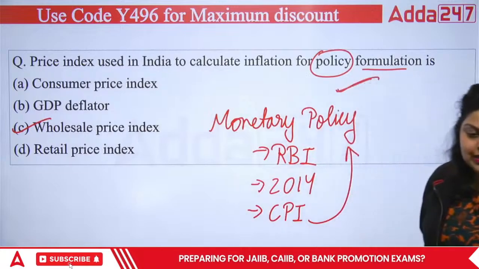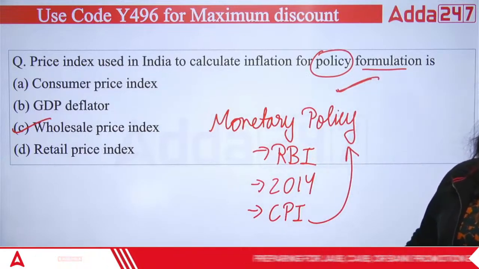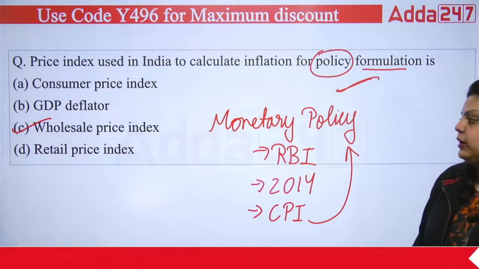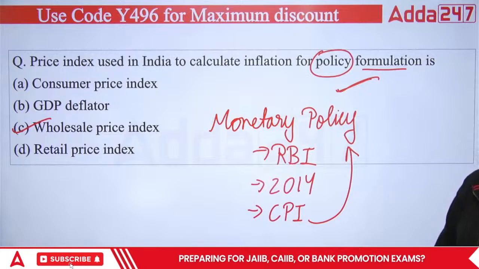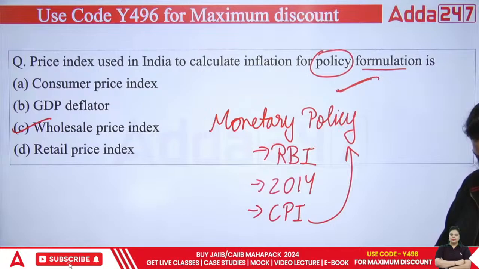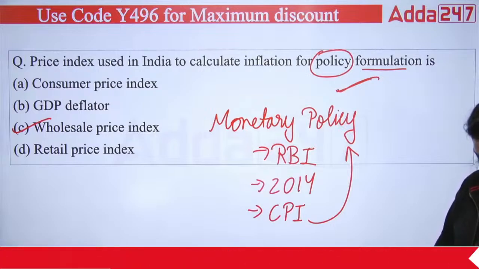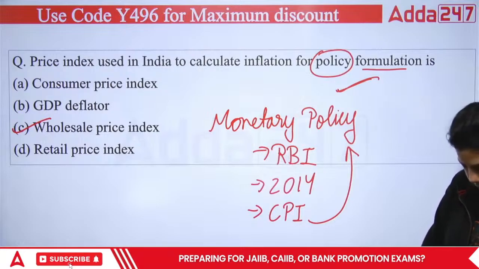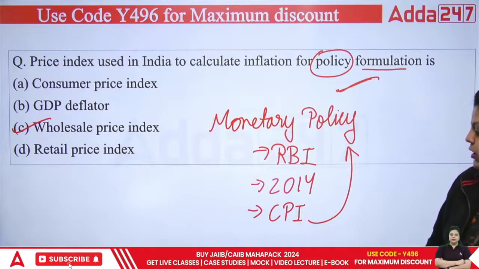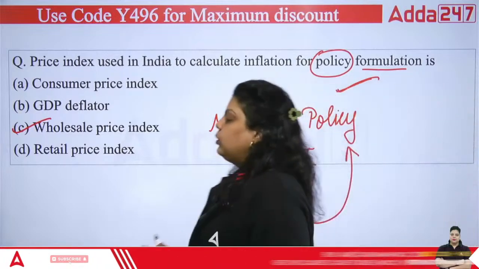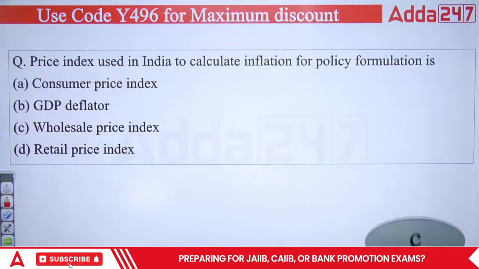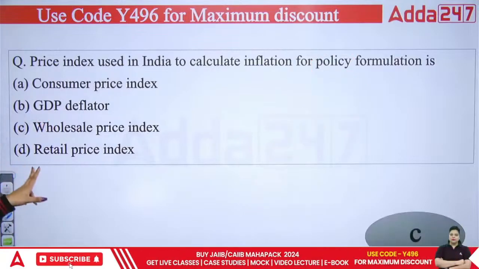Okay, so the monetary policy formulation will be done by the Reserve Bank of India, and it will be done on the basis of studying what is actually going on in the consumer market. It means in the retail market. Okay, so this has been adopted by RBI since 2014. Your right answer would simply be the wholesale price index here, but for monetary policy it has been changed. Now it is CPI. So the right answer is C.